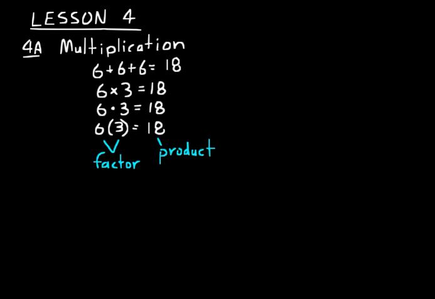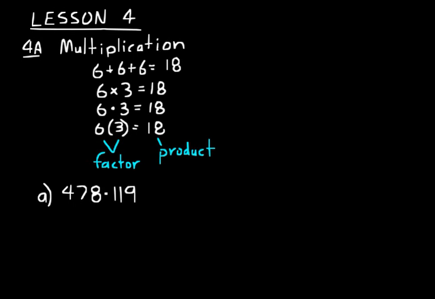Some important words to remember are the numbers that are multiplied together, those are called the factors, and then the result of multiplication is called the product. And those are real important things, the results of these different operations, the name of them. The result of addition is called the sum. The result of subtraction is called the difference. The result of multiplication, that's called the product.